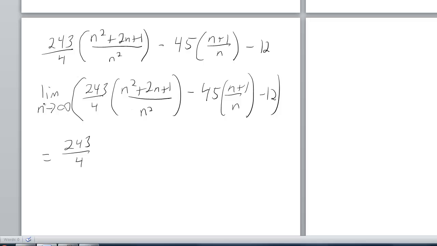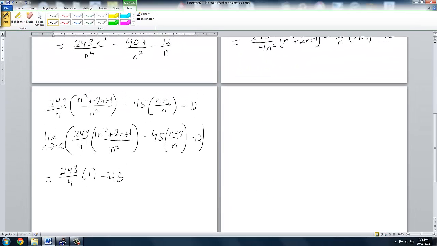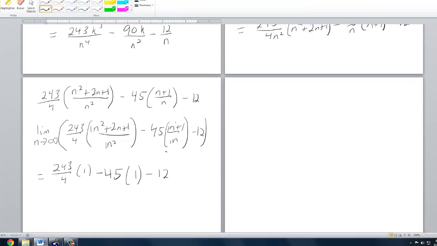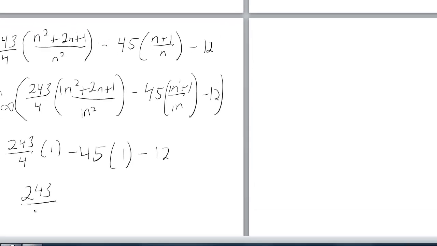Now, do you remember what we do here? Since we're approaching infinity, we use our top heavy, bottom heavy rule, since these are just polynomials. The degree of the top is 2, the degree of the bottom is 2, so it's the ratio of leading coefficients, which happens to be 1 over 1, which is 1. Oops, that's minus 45. Same thing here. Degree of the top is 1, degree of the bottom is 1, so it's 1 over 1, which is 1, minus 12. So this is 243 over 4 minus 45 minus 12, which equals 3.75.